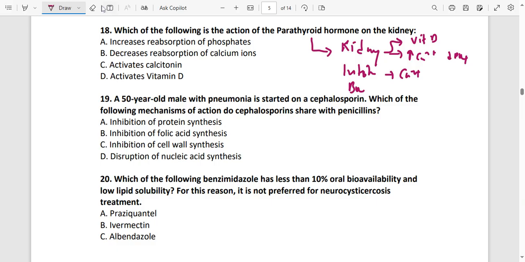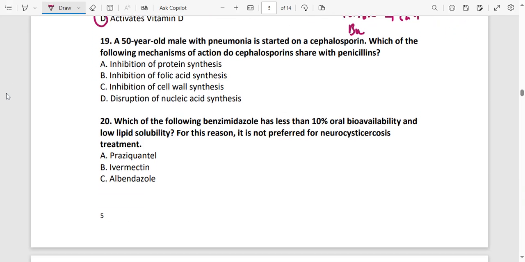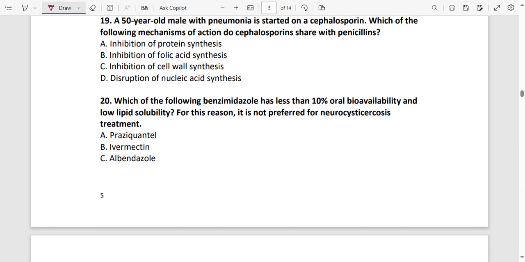Thank you so much. A 50-year-old male with pneumonia is started on cephalosporins. Which of the following mechanisms of action do cephalosporins share with penicillin? Protein synthesis inhibition, folic acid inhibition, cell wall synthesis inhibition, nucleic acid. Thank you so much. Cell wall synthesis inhibition.